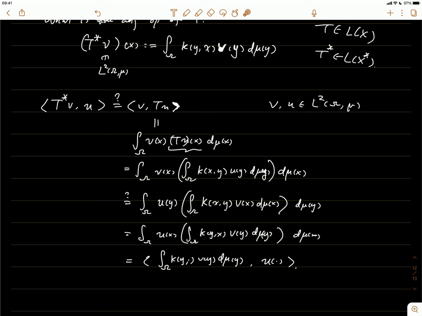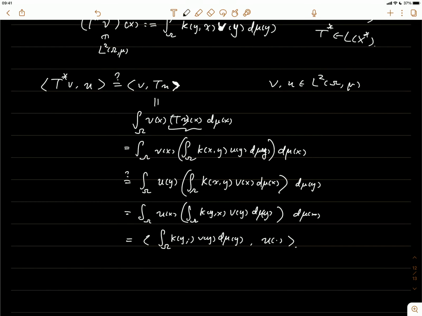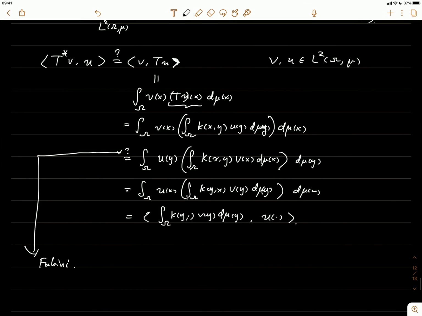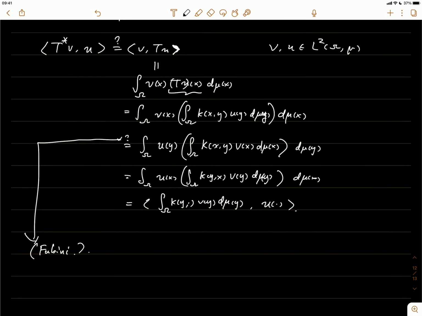So as you can see, to verify that this is indeed true, we just need to check this. To show this, we just need to use the Fubini Theorem. The Fubini Theorem just tells us that if you can show that this is an integrable function, meaning the integral of this is finite, then it's done. So if we want to invoke Fubini's Theorem to show that this equation holds, we just need to show that taking the integral, we get a finite number.